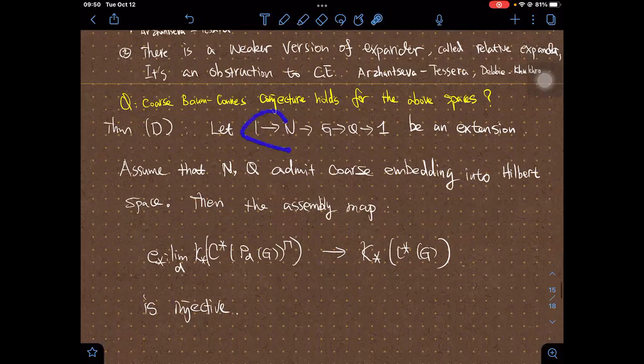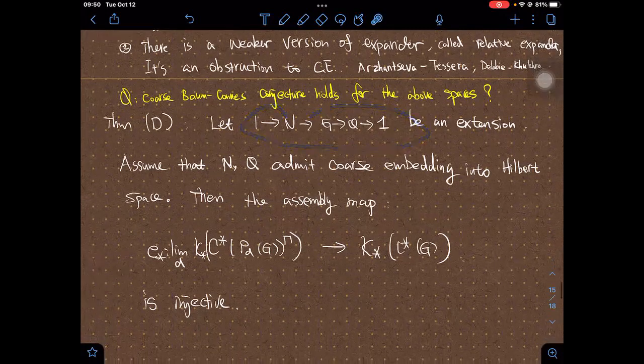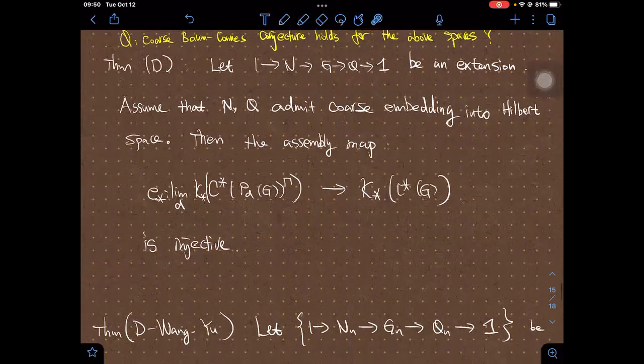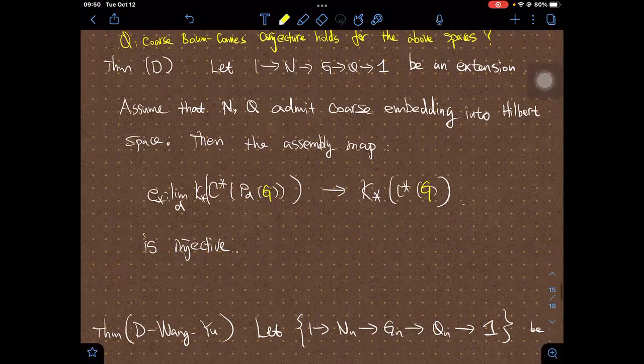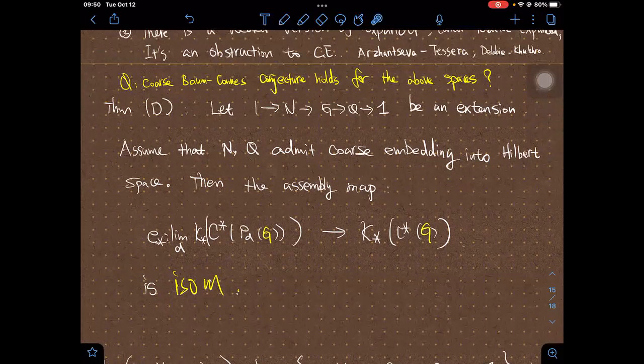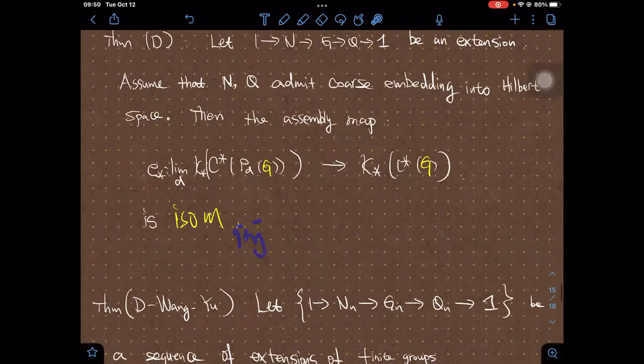So if you have an extension, and we assume the normal subgroup and the quotient group admit coarse embeddings into Hilbert space, then the map, this should be G, this also should be G, is an isomorphism. That means the Baum-Connes conjecture holds. If you consider the equivariant version, then this is injective, which means the Novikov conjecture also holds.